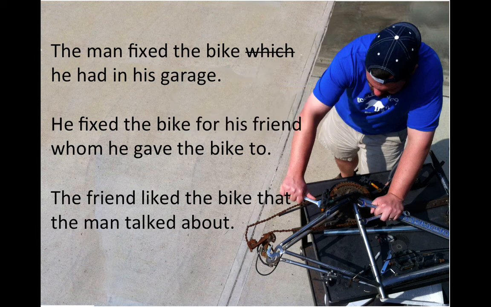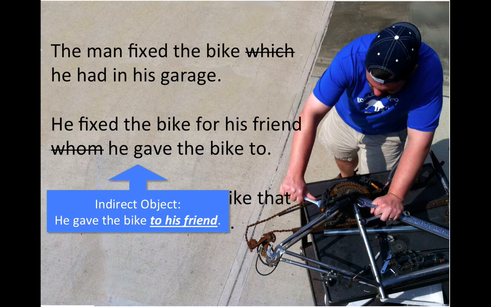Another example, he fixed the bike for his friend, whom he gave the bike to. In this case, the relative pronoun is an indirect object. He gave the bike to his friend. The bike is the direct object. To his friend is the indirect object. When the relative pronoun is the indirect object, it can be reduced, and you can be left with the sentence, he fixed the bike for his friend he gave the bike to.